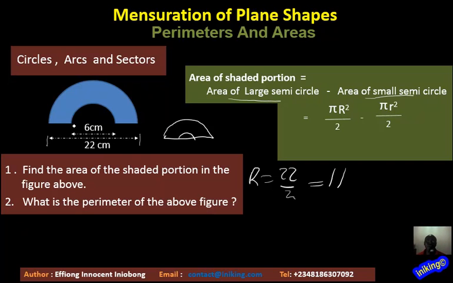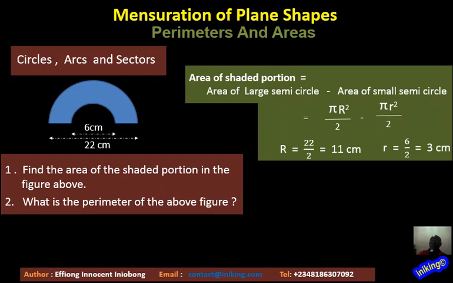Now, the inner semicircle has a diameter of 6, and half of that will serve as its radius. So the inner semicircle will have a radius of 6 divided by 2, and that should give us 3. So with that, we can substitute. Capital R is 11 centimeters. Small r is 3 centimeters.